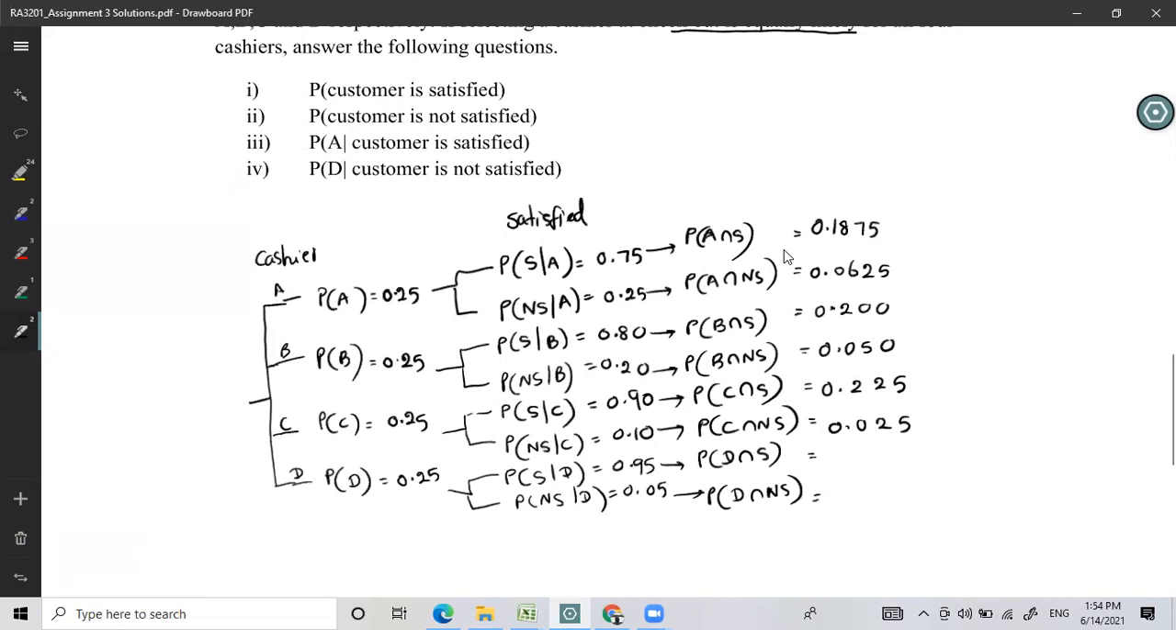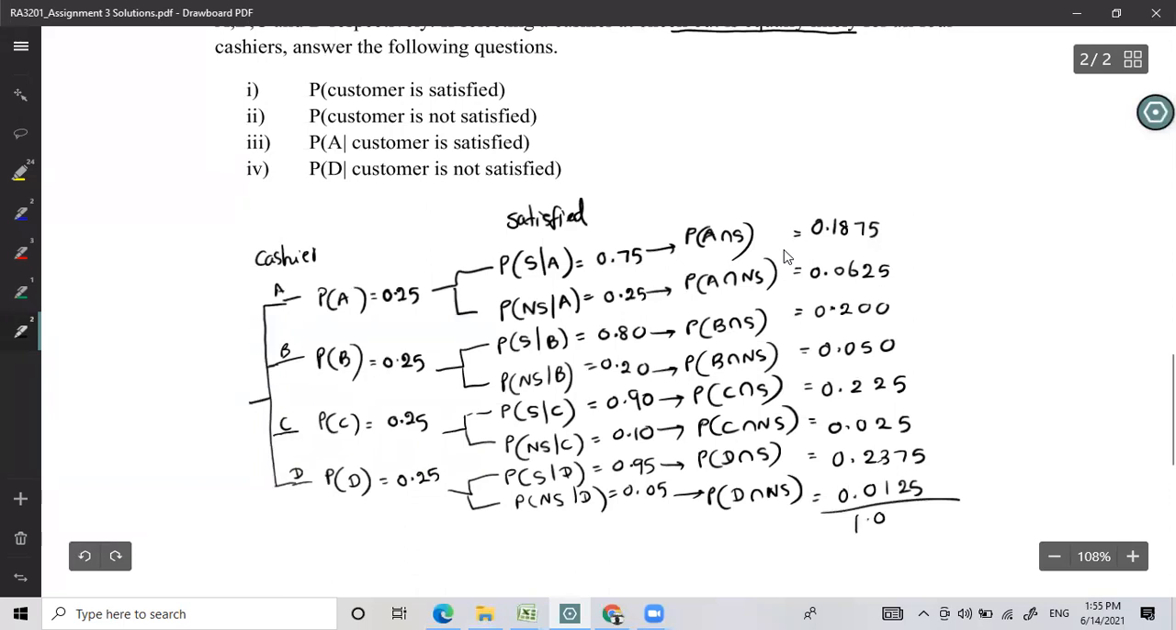Finally, 0.25 times 0.95 is 0.2375. And the last one, 0.25 times 0.05, which is 0.0125. So if you add these values together, you can get 1, right?